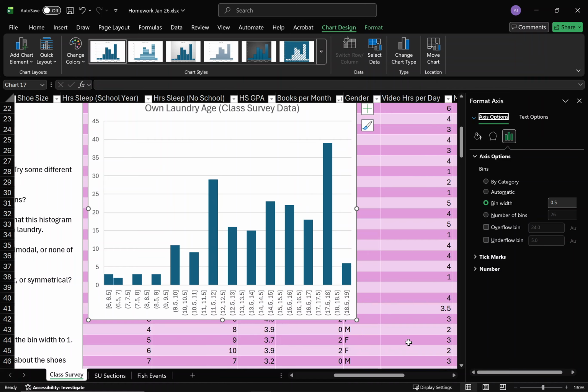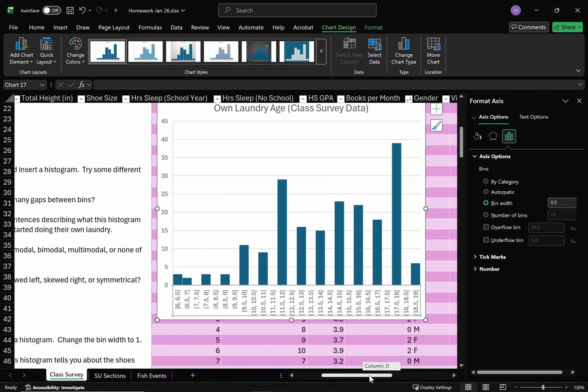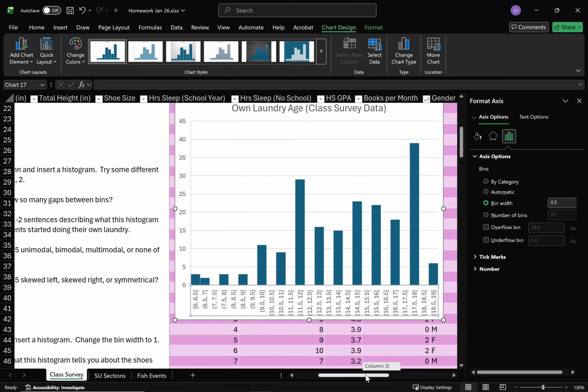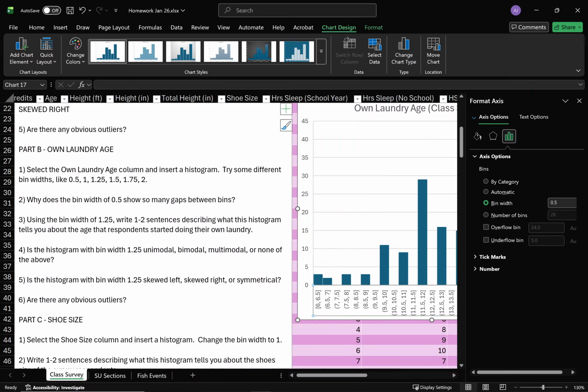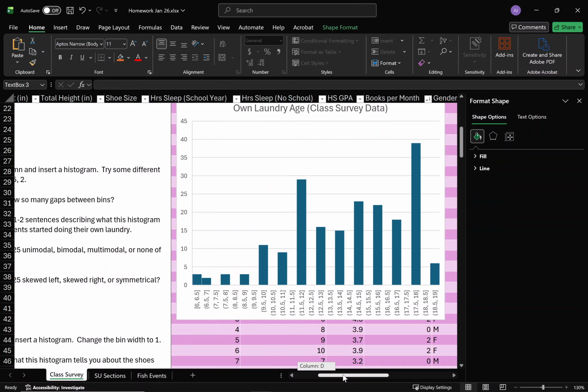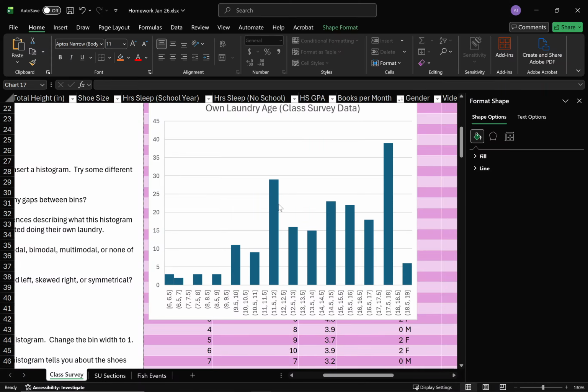There's actually a question about this bin width as well. You see it kind of looks like piano keys or maybe broken teeth. So the question here is, why does this bin width show so many gaps between the bins? In other words, why are there gaps between the columns that have anybody in them?